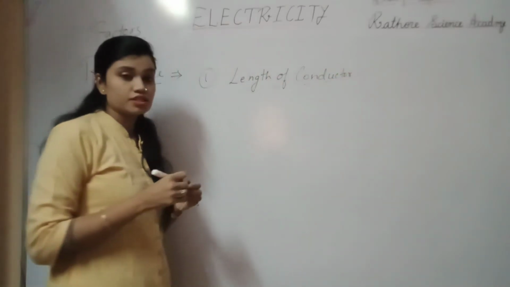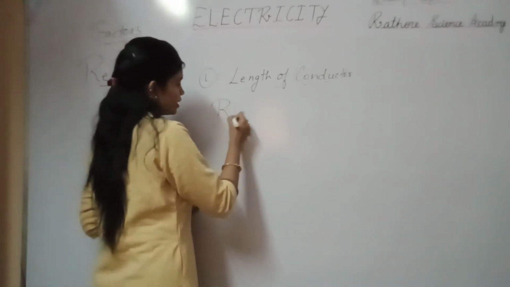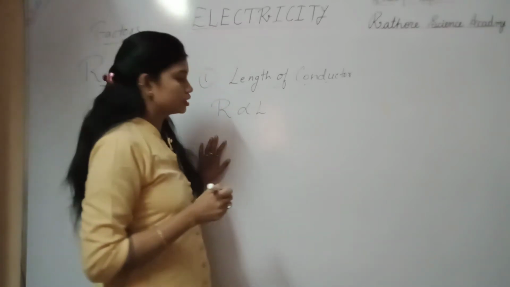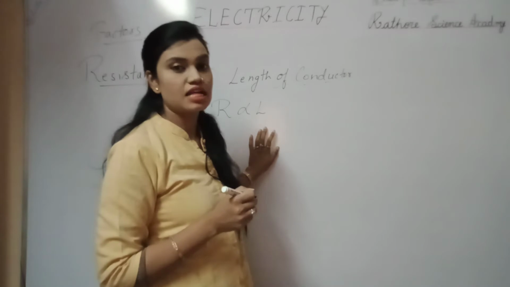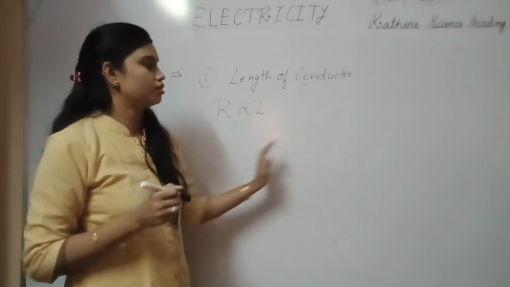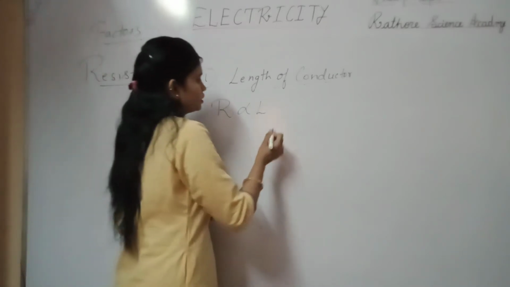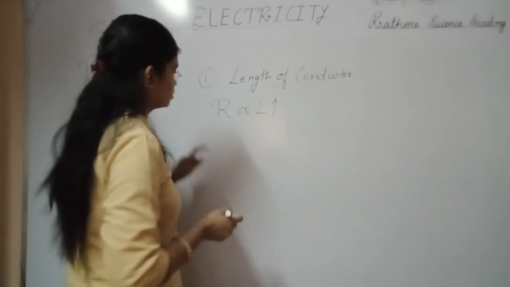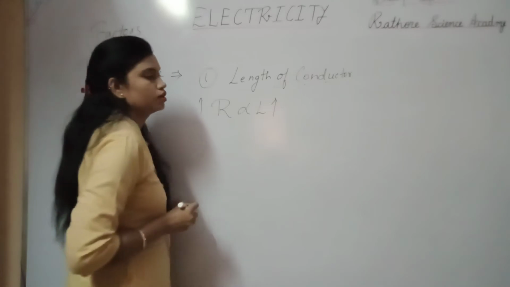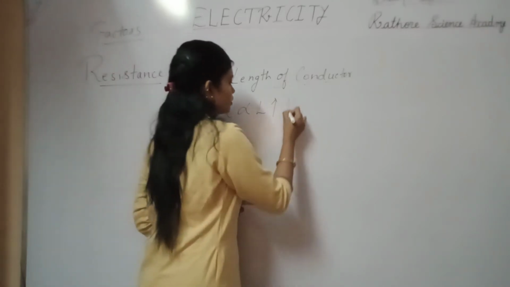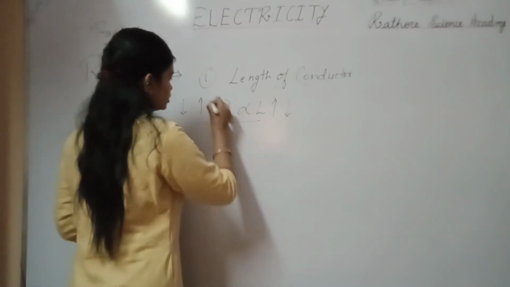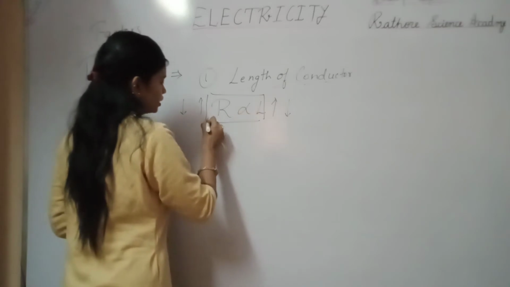Now see, resistance of a conductor is directly proportional to the length of the conductor. That means whenever the length of wire or conductor is increased, the resistance of the conductor will also increase. And whenever the length of wire decreases, the resistance will also decrease. So it is directly proportional to the length of conductor.